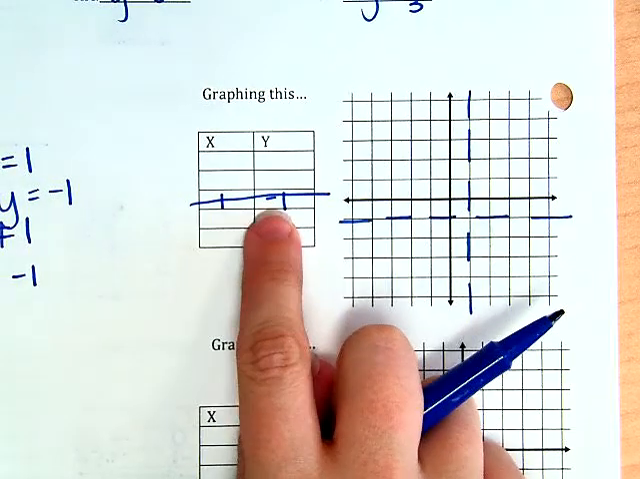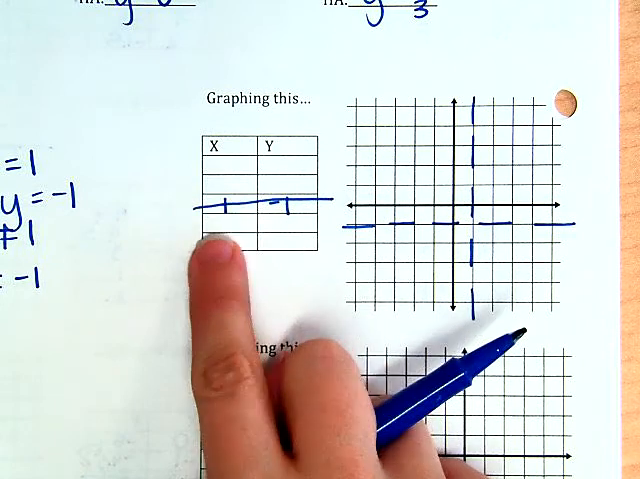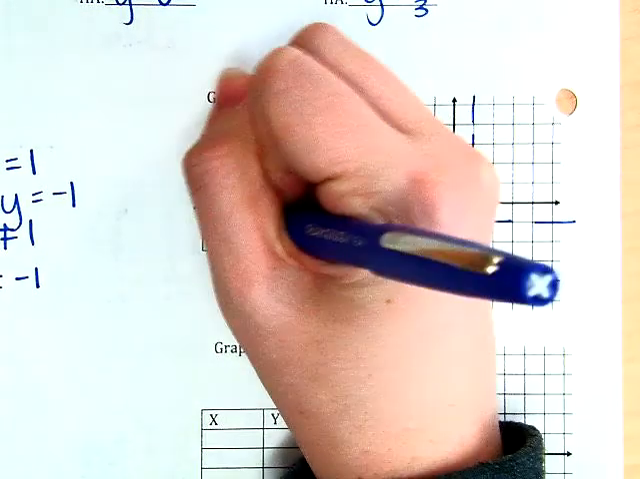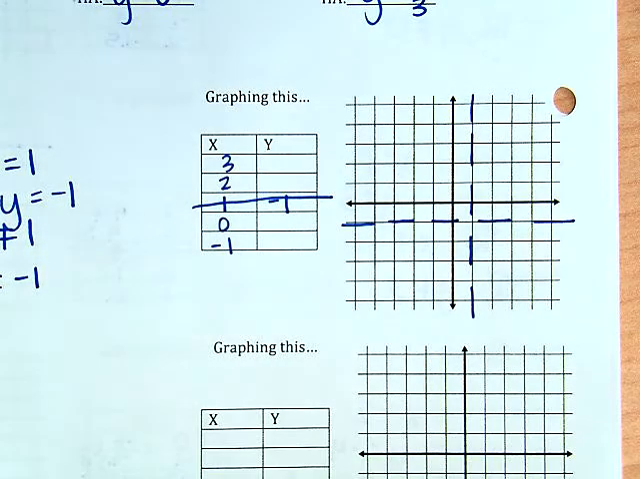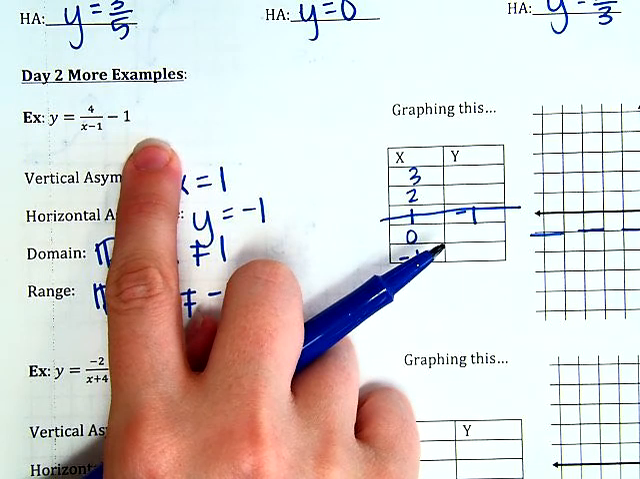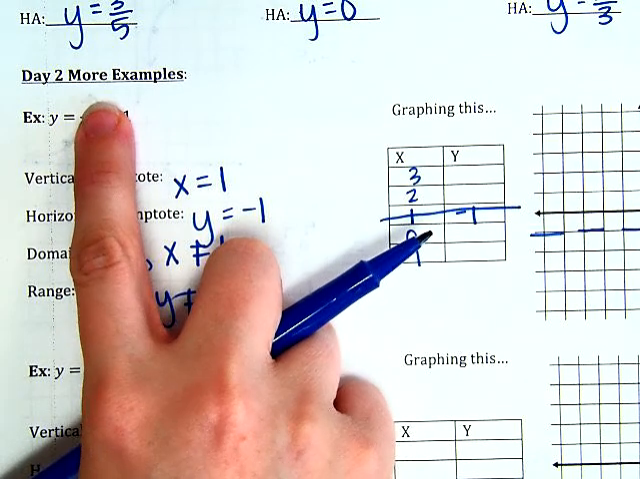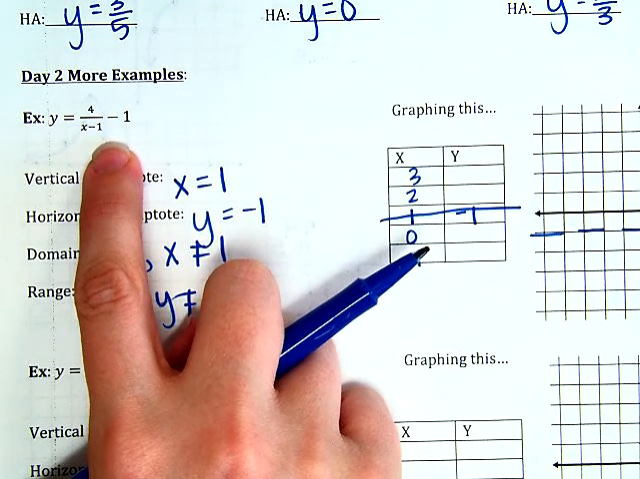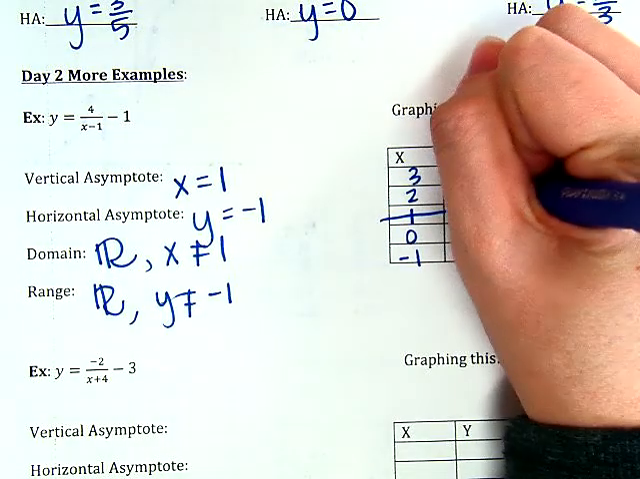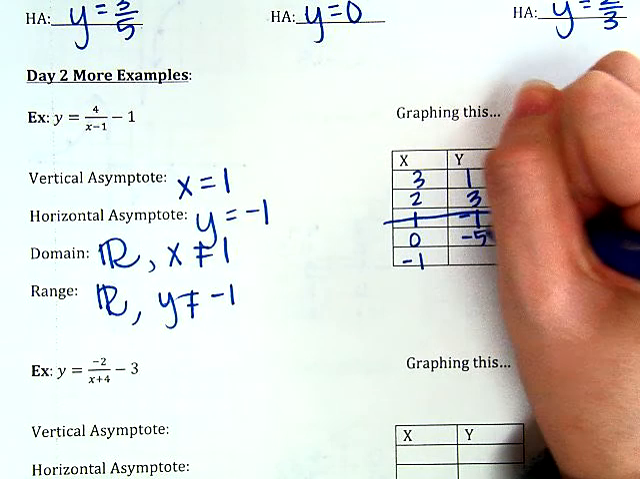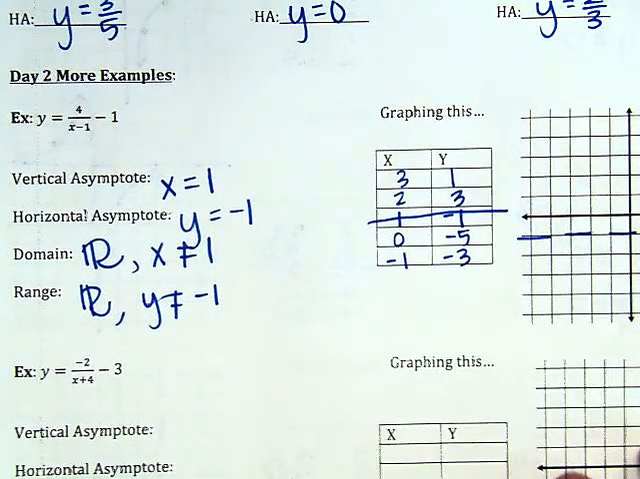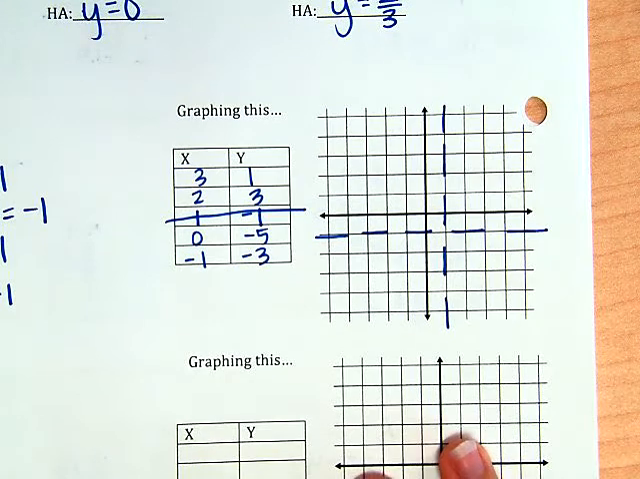That's not actually a point, but it does help me choose my x values. So I'm going to go up and down a little bit from here. So 2, 3, 0, -1. And if I plug 3 into this equation, 3 minus 1 gives me 2. 4 divided by 2 gives me 2. Minus 1, 1. 3, -5, -3. So now that I have those points, I can graph this thing.